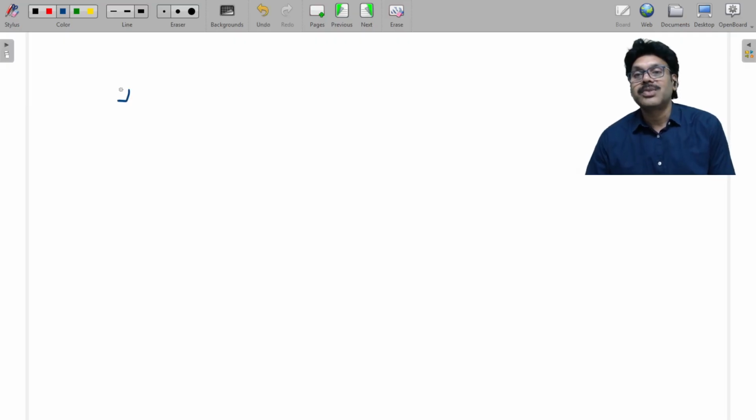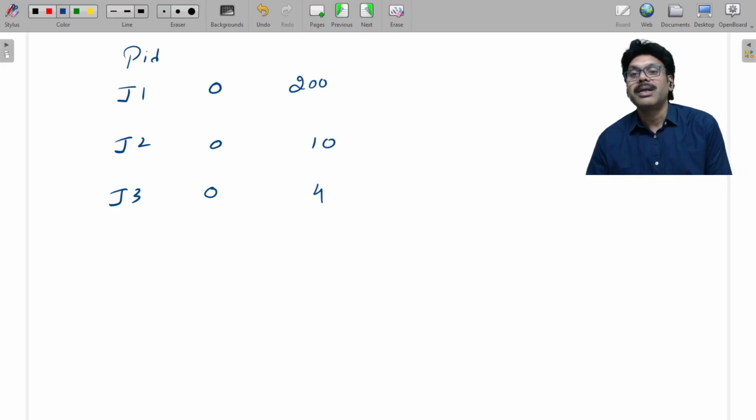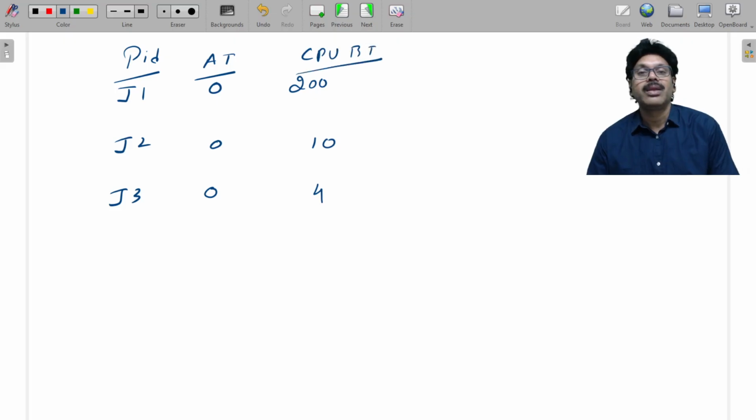There are some jobs like J1, J2, and J3, according to the previous example. They have arrived at 0. J1 needs 200 units, J2 needs 10 units, and J3 needs only 4 units. This is your job ID or process ID, this is your arrival time, and this is your CPU burst time.